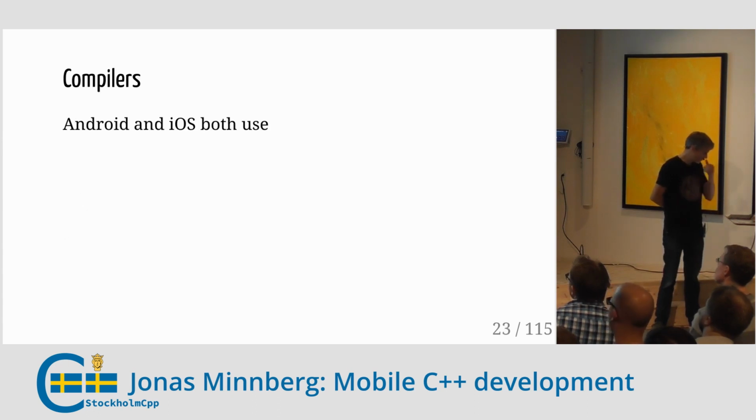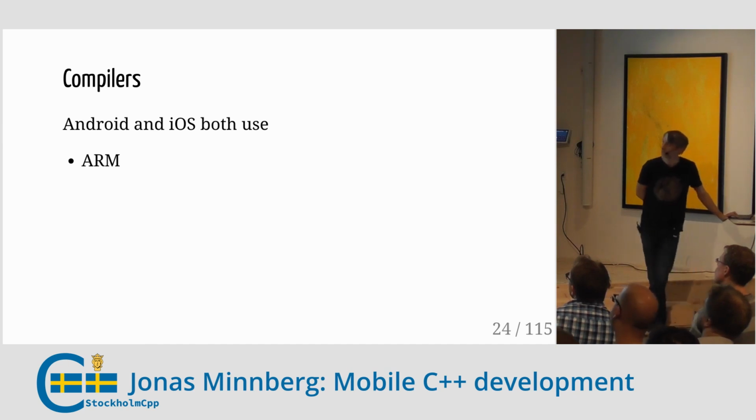So far so good. So do we have any other problems? We can use CMake, but what about the compilers? So Android and iOS, they both use Clang these days.